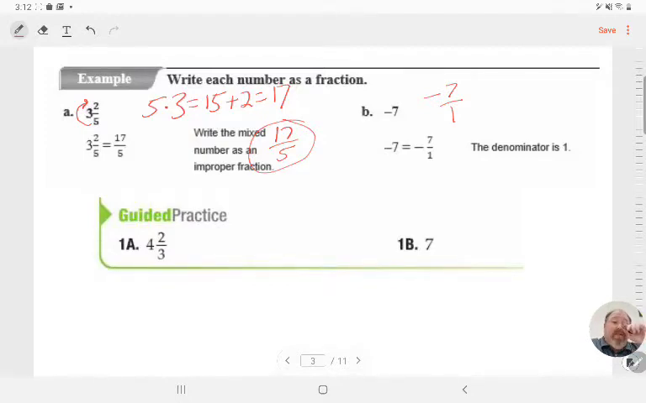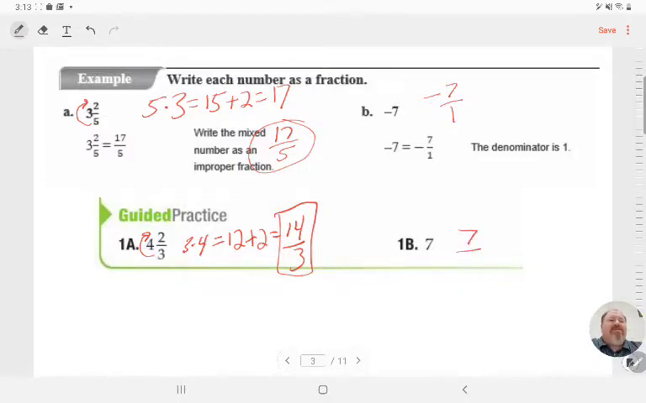So let's look at a couple of guided practice problems. We have 4 2/3. We need to write that as a fraction. Again, we're going this way. So 3 times 4 is 12, plus 2 gives me 14, and put it over the denominator, so 14 over 3. And then 7, again, we could just put 7 over 1, and that would be a fraction.